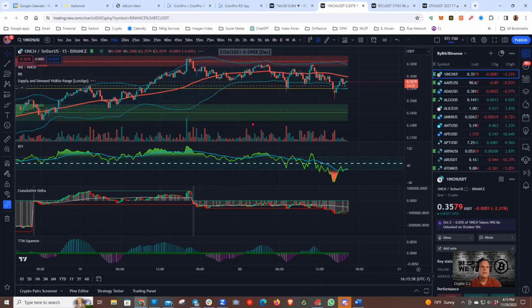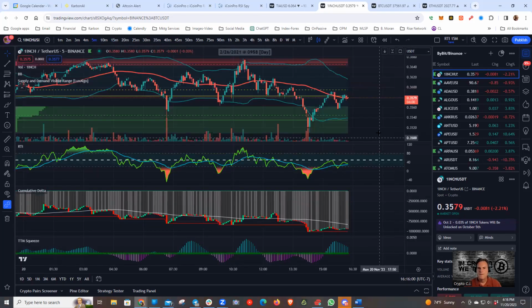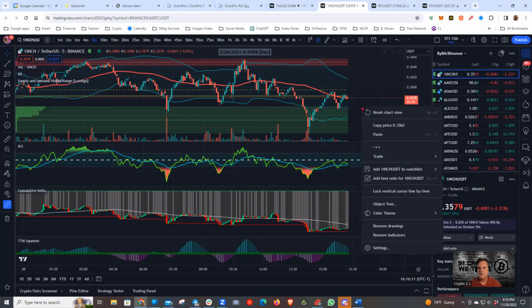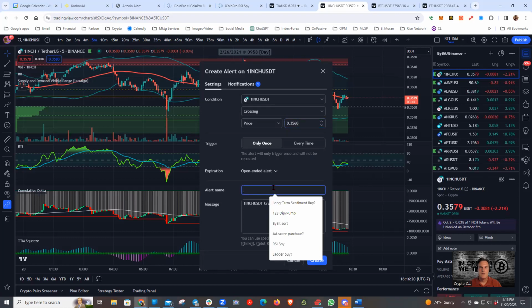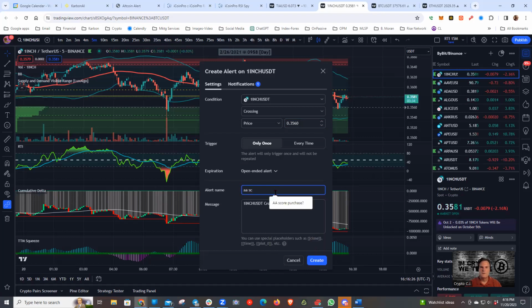Actually, let's set a price alert here. If you don't want to deal with indicators, we're going to talk about those momentarily. Alerts on the indicators, you can set a price alert. Wait for it to come down to the green zone. Add an alert here, 356. And I use the information source as the alert name, AA score, and TradingView will remember that.